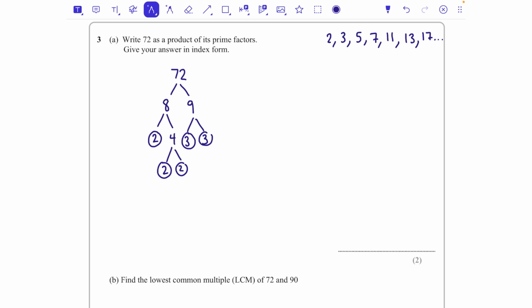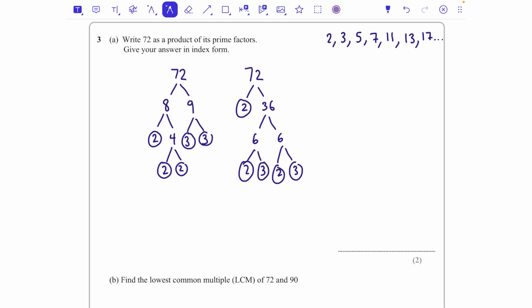Now, that is a correct tree, okay? And we could have done it a different way. You could have said 72 is 2 times 36, and then maybe 6 times 6, 2 times 3, and 2 times 3. Doesn't matter how you do it, you end up with the same answers, okay? We've got a 2, a 2, a 2, a 3, and a 3. So we're going to write that as 2 times 2 times 2 times 3 times 3. It is the product of its prime factors, and product means multiply. If you did 2 times 2 times 2 times 3 times 3, you would get 72. So we know we've done it correctly.